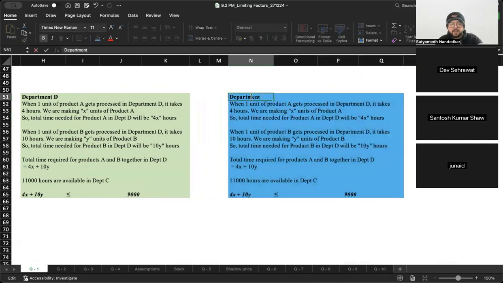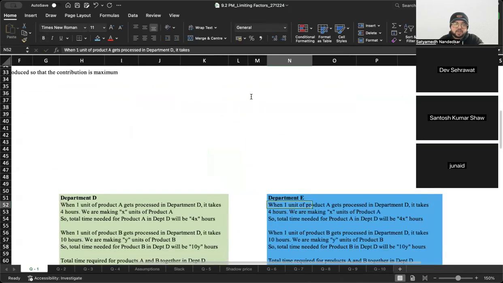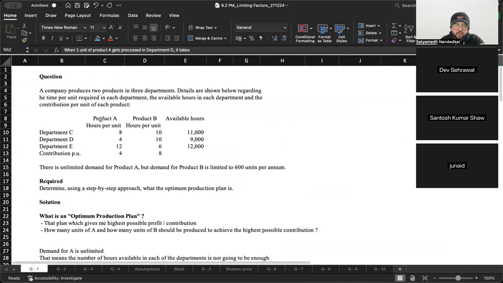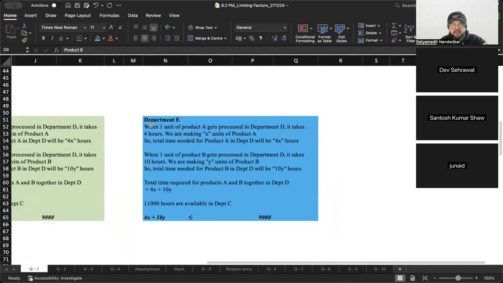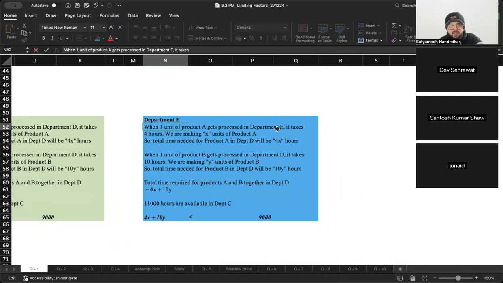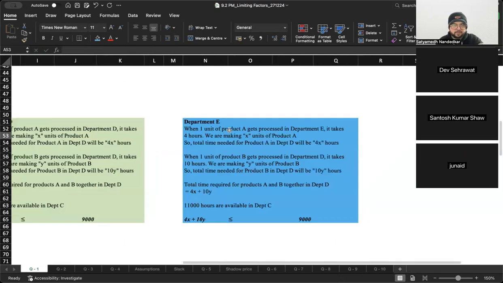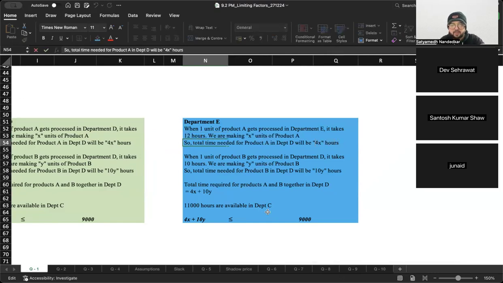Okay, department E. Let's see what is the time. When one unit of product A gets processed in department E, it takes 12 hours, and one unit of product B takes 6 hours. When one unit of product A gets processed in department E, it takes how many hours? 12 hours. Total time needed for product A in department E will be 12x hours.